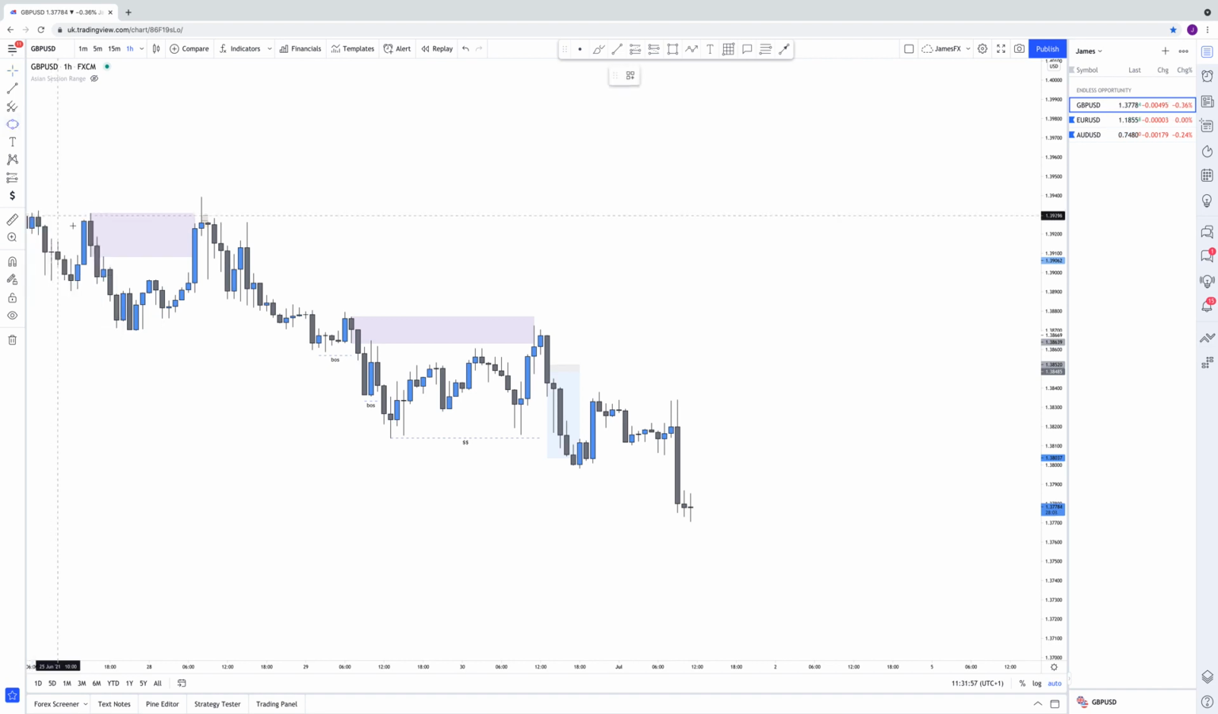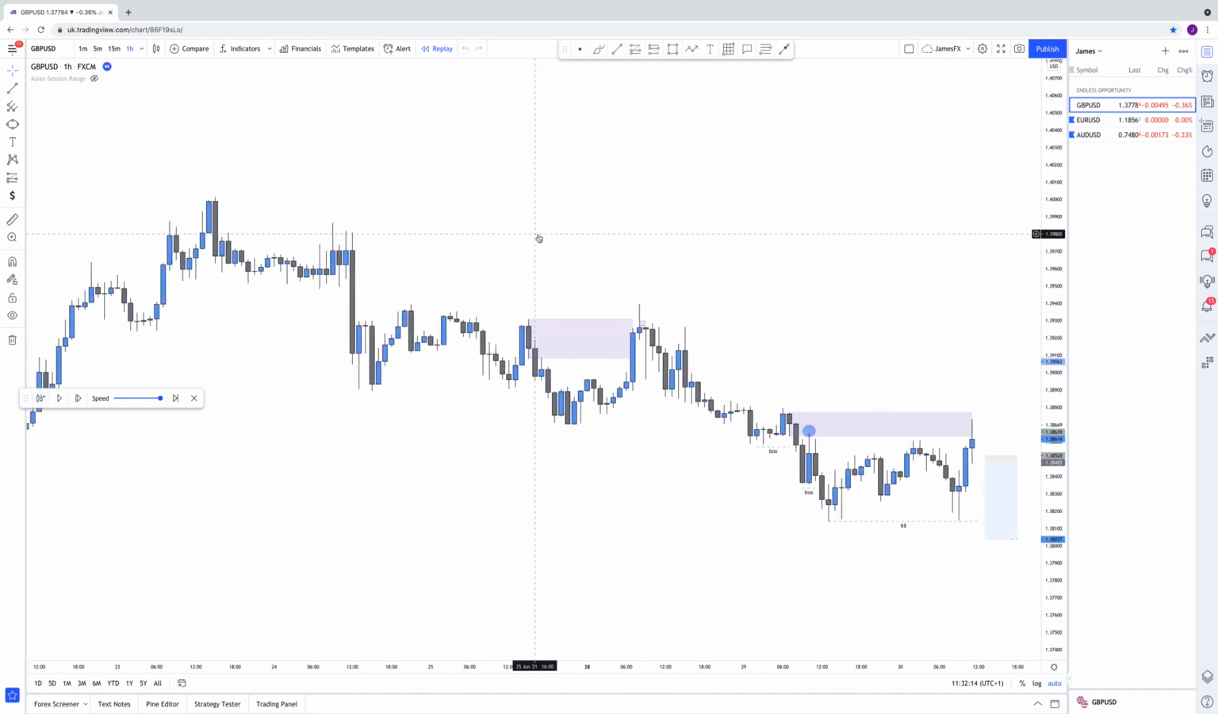Okay, so I'm going to mark it on. Now I'm trying to keep things simple and, you know, not overcomplicate things. That lower high is the most recent lower high if I come back to here, okay?